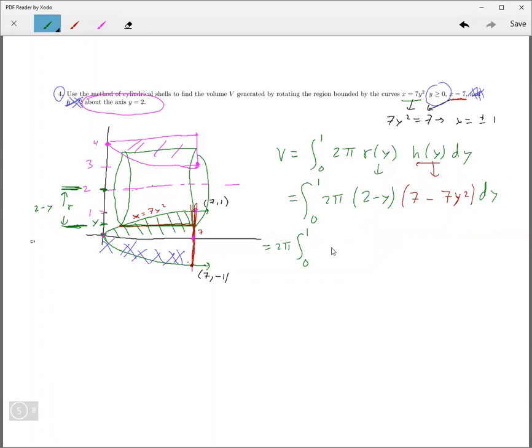Okay, let's multiply these together. The first, 2 times 7, that's 14. The outside one, 2 times negative 7y squared, that's going to be minus 14y squared. The inner ones, negative y times 7, that's negative 7y. And then the last one, negative y times negative 7y squared, that's going to be plus 7y cubed.